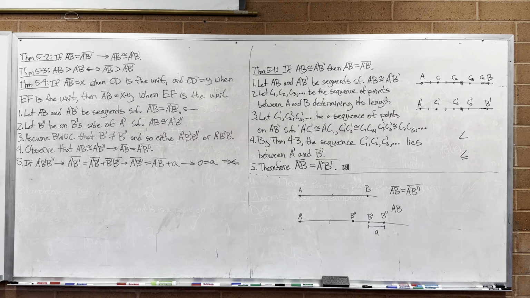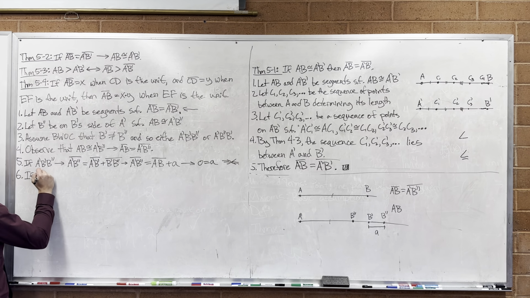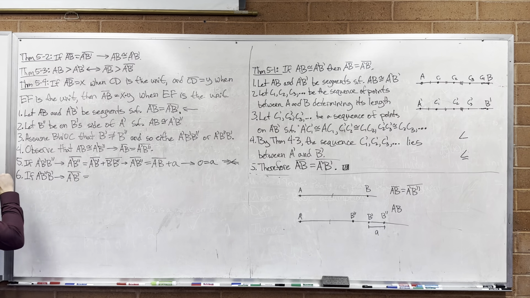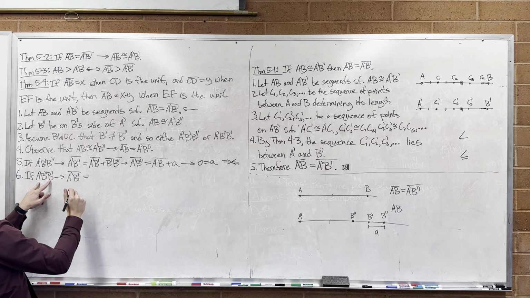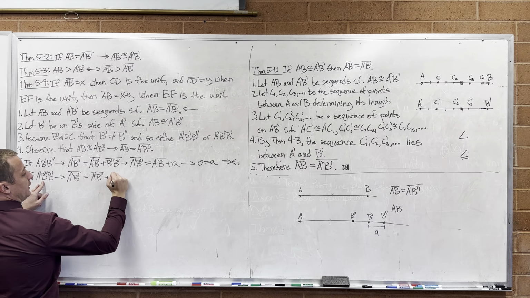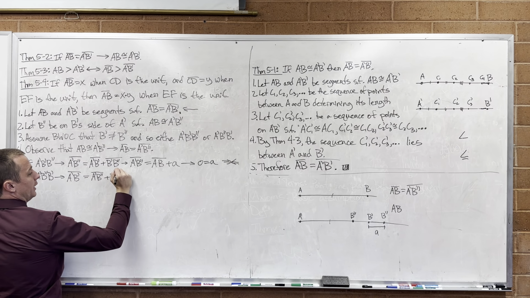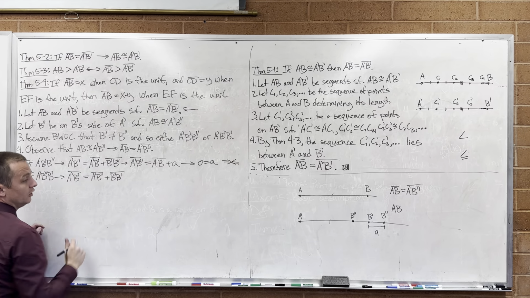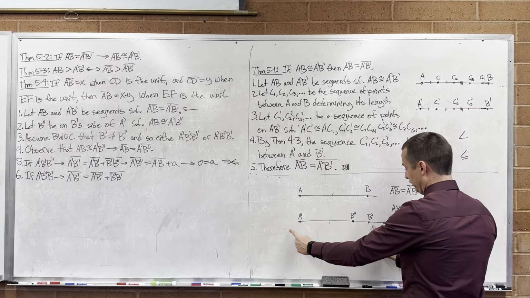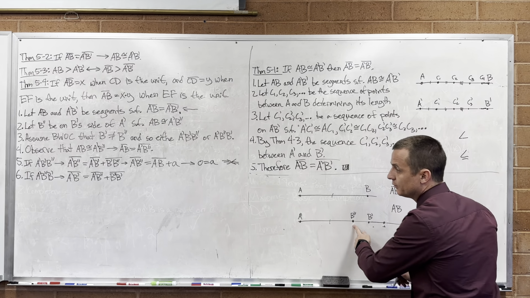Similar thing if we go this way. Let's just think about it. If we would have had A prime, B double prime, B prime, then that would give me that the length of A prime B prime is equal to the length of A prime B double prime plus the length of B double prime to B prime. So in this picture, the length of this is equal to the length of this plus the length of this.